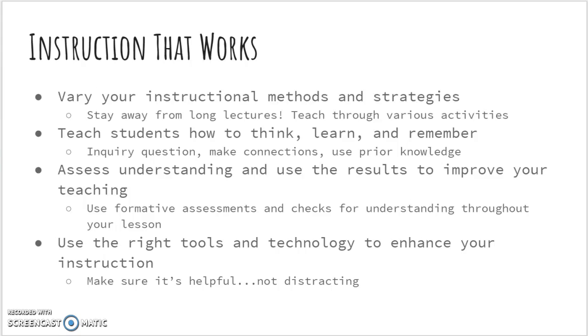You also want to use the right tools and technology to enhance your instruction, and you want to make sure that the technology you're using is helpful and not distracting. Especially in a history social science classroom, technology can be super useful. For example, Google My Maps is a great technology to use, especially for incorporating geography into your lessons, because you can have students create their own maps with themes, and you can have them put notes and pictures and make connections to the topic that you're covering for that day or for that unit.